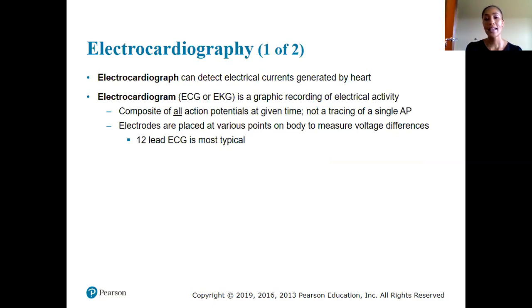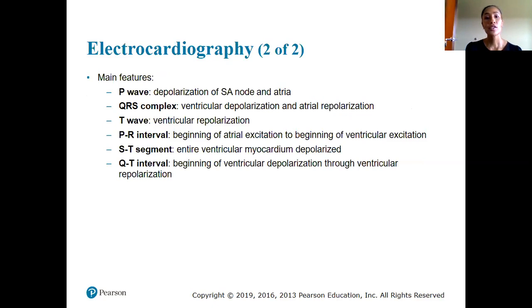So when you're looking at an EKG, it's not going to trace just a single action potential. It's going to show all of the action potentials and show how the heart is beating. Electrodes are placed at various points on the body to measure voltage differences, and whenever you're doing an ECG, you're typically going to see about 12 of them. The main features of an electrocardiogram are the P wave, QRS complex, T wave, PR interval, ST segment, and then the QT interval.